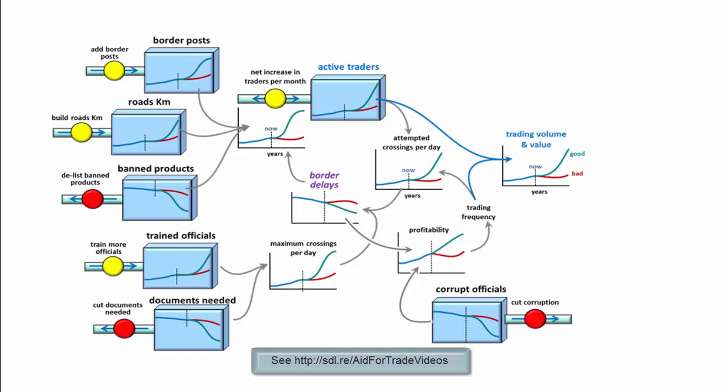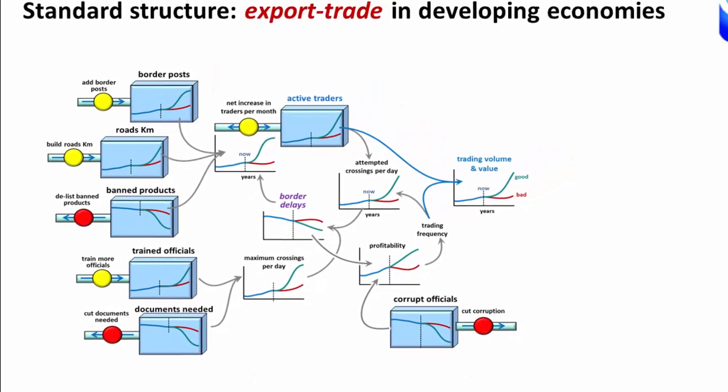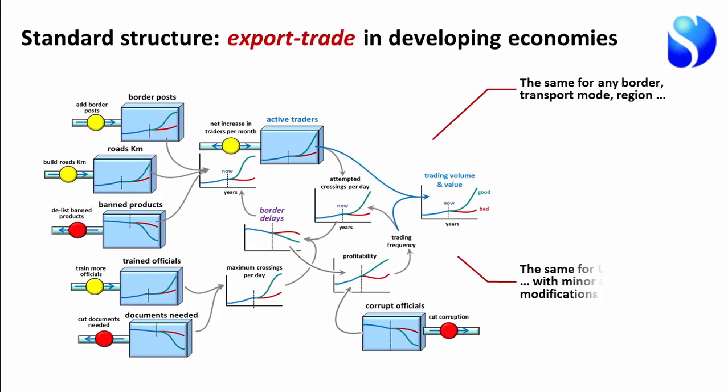So I built a working demonstration model of this, but this was a template that emerged from it. Right? This is the template. So the thing about that template is that it is true of any border, any transport mode, air, sea, land, any region. So you can photocopy that for all of the land borders in Nigeria. I think there's about 32 of them, something like that. And it is also the same structure, whether you're talking about the UK or China or Brazil. Again, with minor modifications and additions.